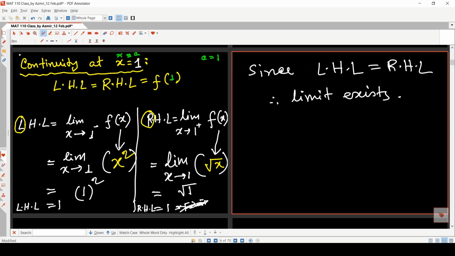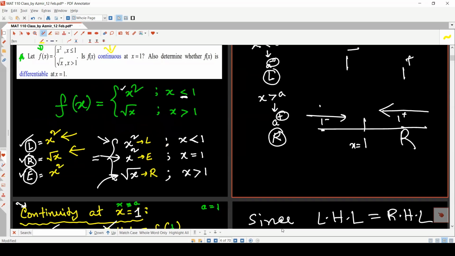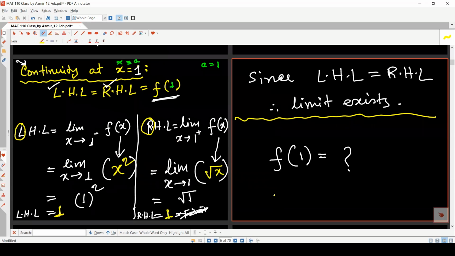Now, for continuity, we have also another condition. What is f of 1? We have to find out. So if f of 1 has also the same value as we have for left-hand limit and right-hand limit, then we can say that the given function is continuous at x equals 1. So whenever we find f of 1, always check the E part.